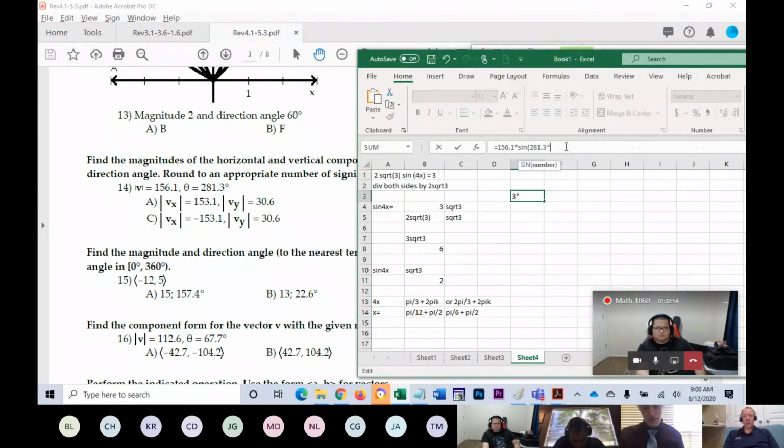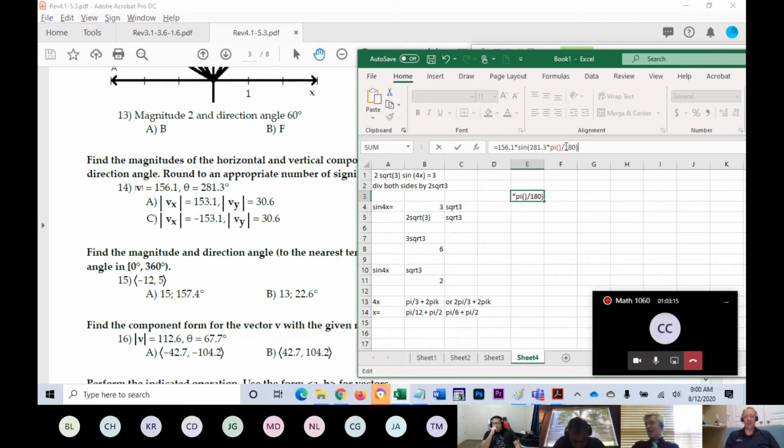Let's see, how do I convert that to radians? Actually, I'm going to ask you guys. I've done it a bunch of times. You should remember. How do I convert that to radians? Multiply by 180 over pi. No, isn't it pi over 180? Because 180 is... Yeah, that's right.